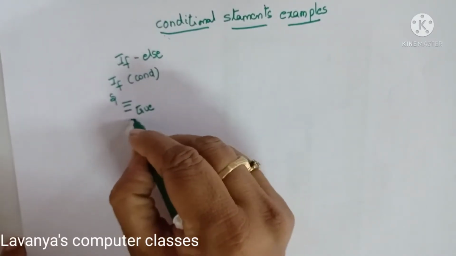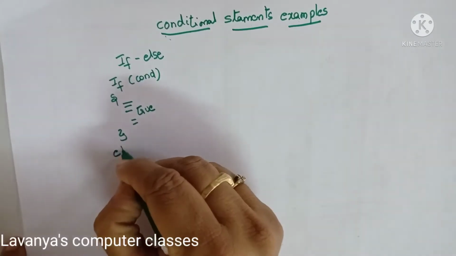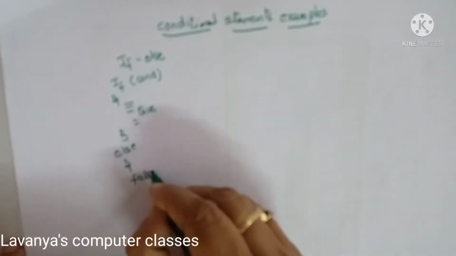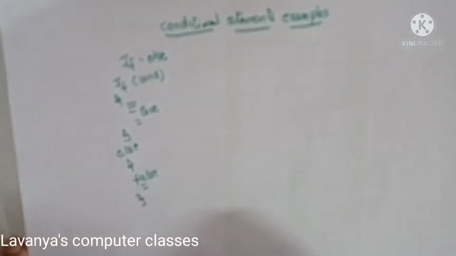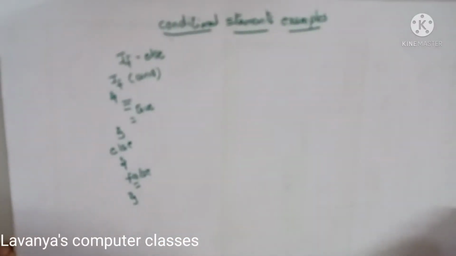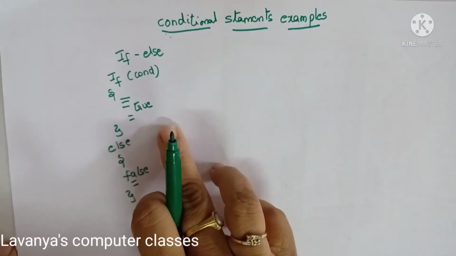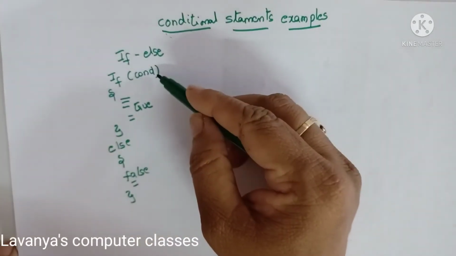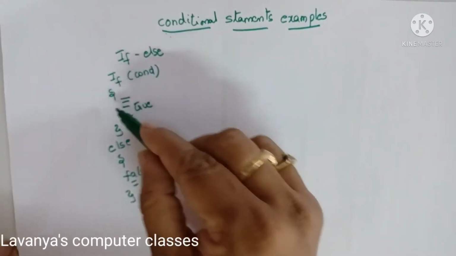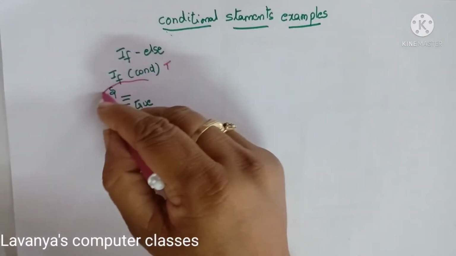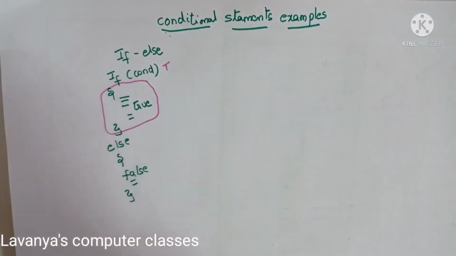If the condition is true, write all the true block statements. If the condition is false, write all the false block statements. So the condition is either true or false. If it is true, the statements before else are executed. If the condition is false, the statements after else are executed. So depending upon the conditions, it executes either the true block statements or the false block statements. This is the example for the if-else statement syntax.